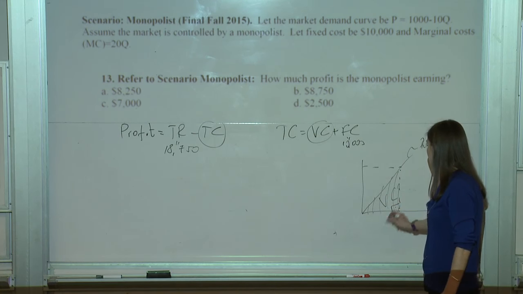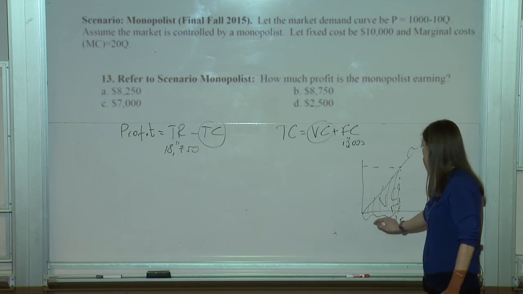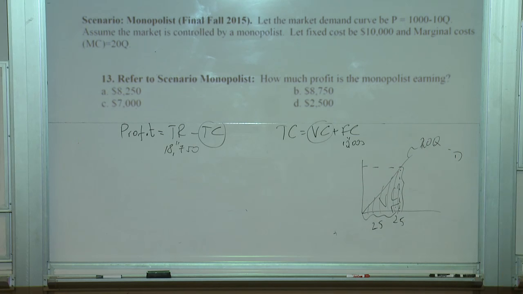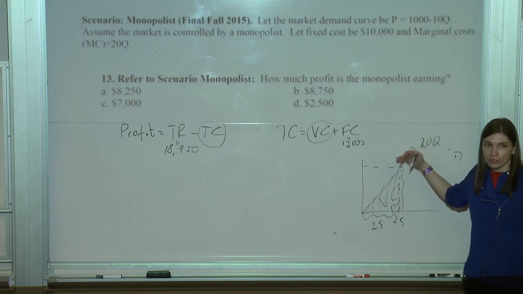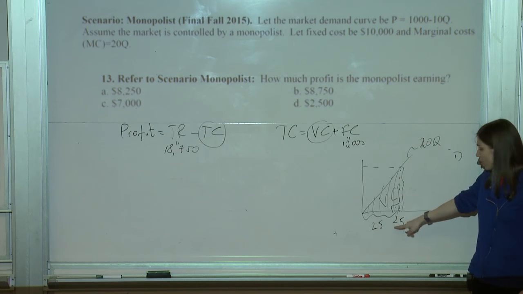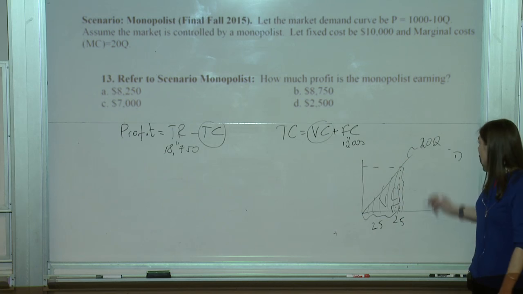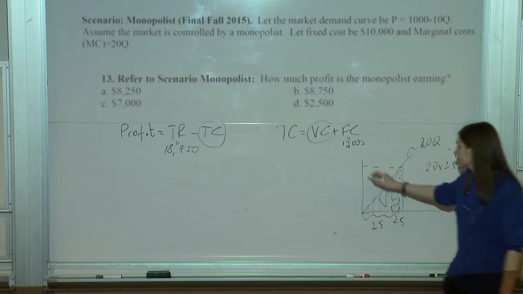All right, so this is a triangle. It's a right triangle. In this case, I have one side is 25. And what would be the other side here? What is this? Well, I know the marginal cost is 20Q, right? So at Q of 25, what is marginal cost? All right, 20 times 25. Get the calculators out.